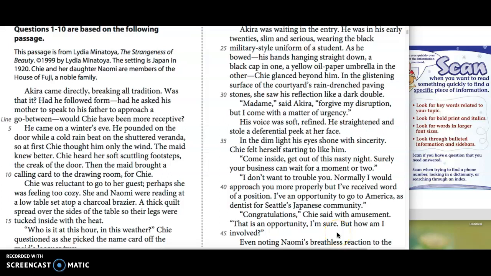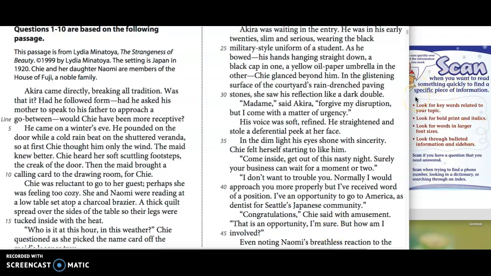Hi all, we are going to be talking about how to scan a text, which is different from skimming. You scan when you want to read something quickly to actually find specific information. And a lot of times this is so that you can answer a specific question. This is often used on the SAT or anytime that you're taking a test that has passages. So let's look at this.